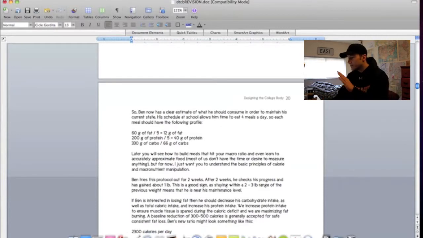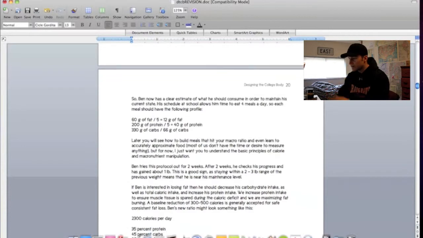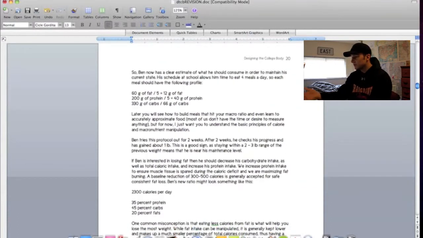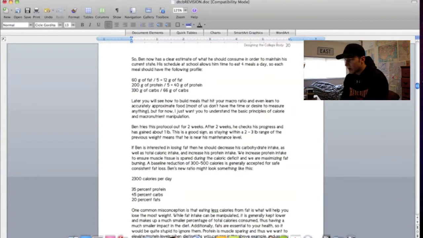So he's going to try this out for 2 weeks, okay? And he checks his progress. You've got to weigh yourself at the same time every morning, or at the same point every day. You see what you weigh, and you track your weight, okay? He looks at it, and he's gained 1 pound after 2 weeks.